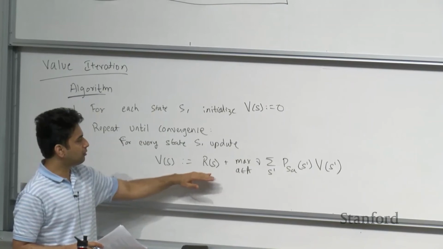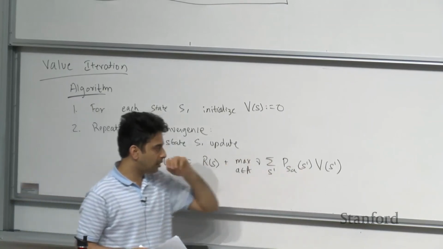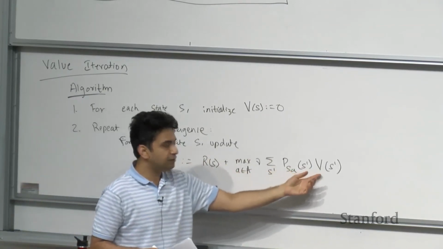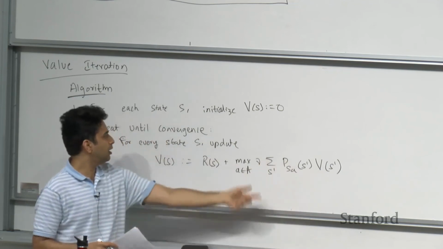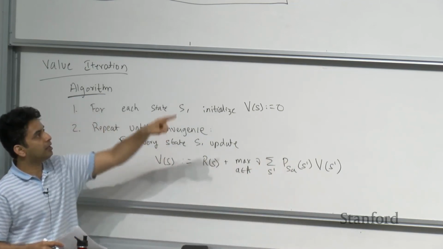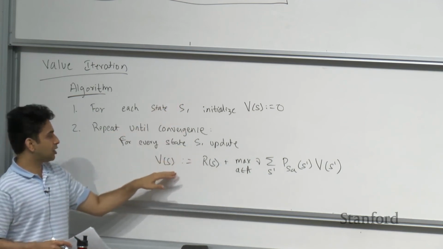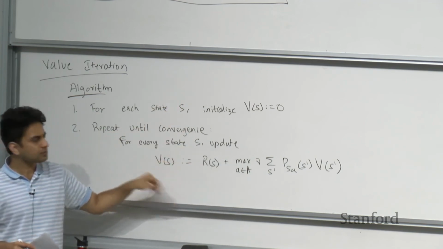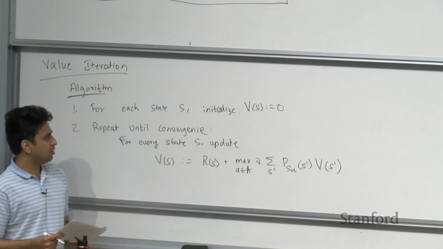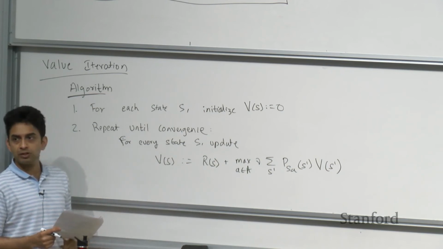we're going to pretend that V of S is the optimal value, and by taking that necessary condition, we're going to construct an update rule. Now the question is, why will this converge? Will this even converge? Right?